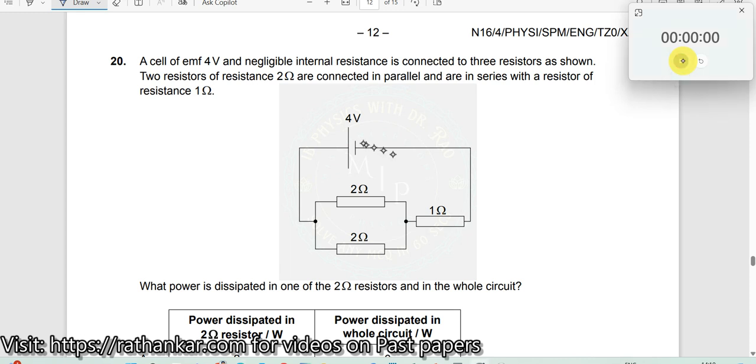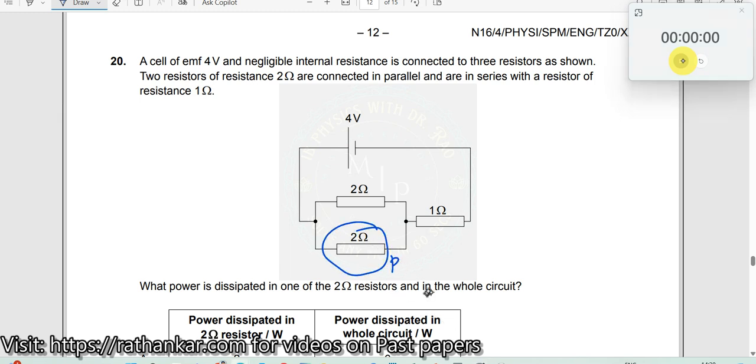Question number 20. A cell of EMF 4 volt and negligible internal resistance is connected to 3 resistors as shown. 2 resistors of resistance 2 ohm and 3 ohm are connected in parallel. What power is dissipated in one of the 2 ohm resistors and in the whole circuit? What power is dissipated here? What is the power here? And what is the total power?